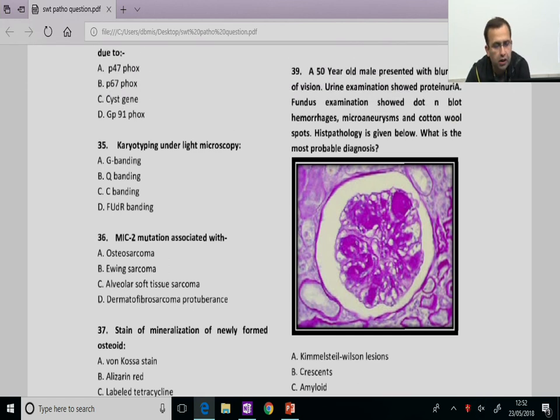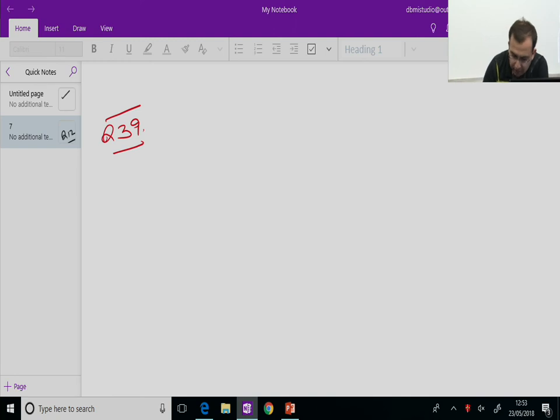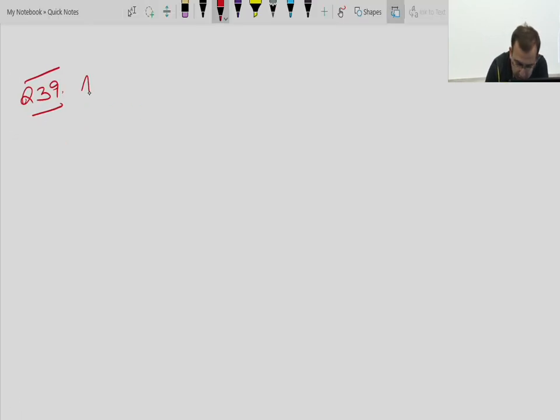Now let us come to the written MCQ. 50 male, blurring of vision, so it is also associated with fundus changes. Urine examination shows proteinuria, fundus shows dot and blot hemorrhages, microaneurysms, cotton wool spots. Even without all this, the image-based diagnosis was KW lesions, diabetic nephropathy. So question 39, the answer is A, that is Kimmelstiel-Wilson mesangial nodules or lesions.